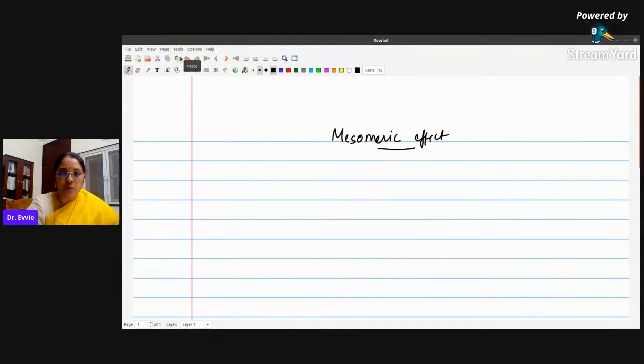So now let's move on to the next topic. Today's class, first I will start with mesomeric effect. Mesomeric effect is nothing but resonance effect. Many of you had asked me what is mesomeric effect, what is the difference? Many of you got confused. It's nothing but your resonance. I'll just tell you what is the difference. The same thing, plus R or minus R effect and all that.